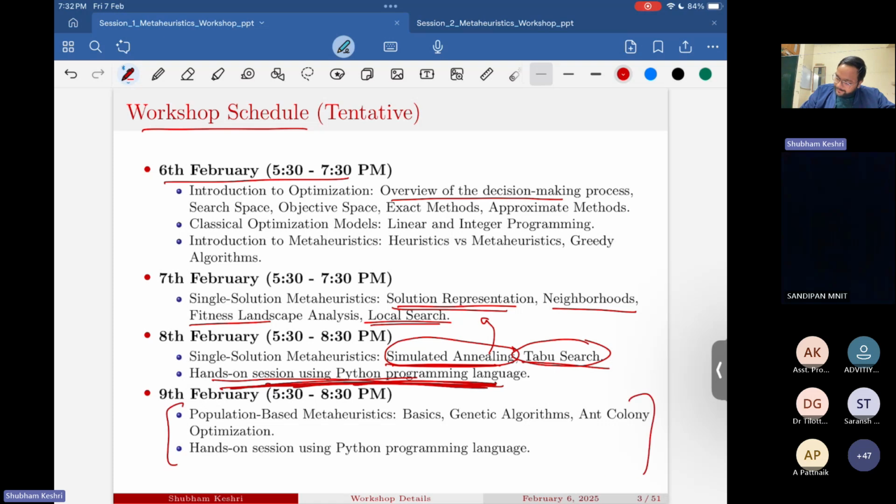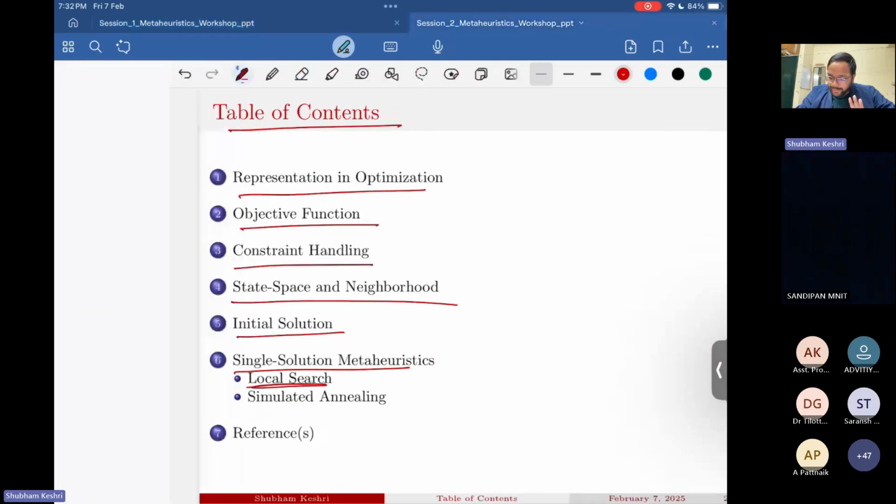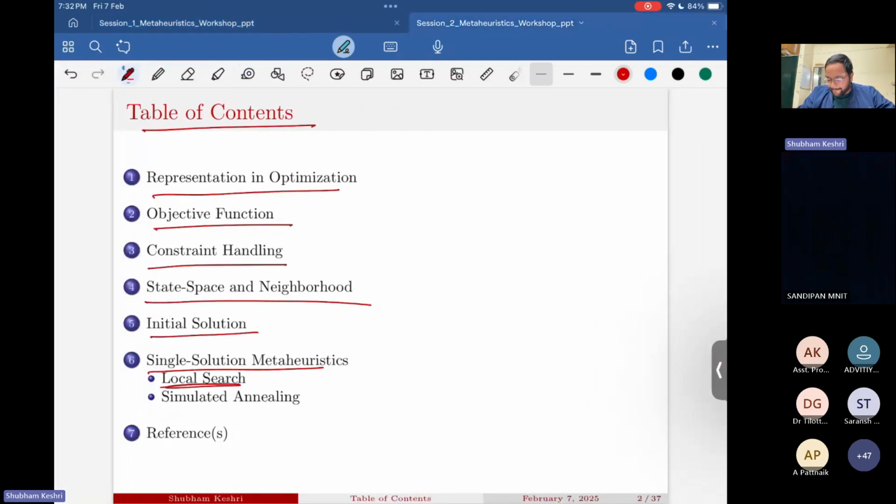And then on Sunday we will move on to population-based meta heuristics. I don't know if I'll be able to cover ant colony optimization. We will see, but I'll give you an idea. So this is the end of today's content which I had planned.